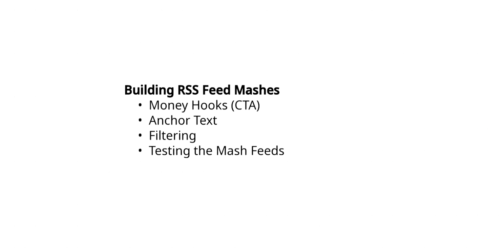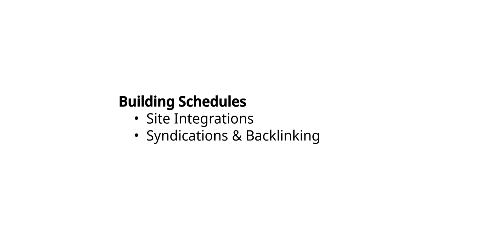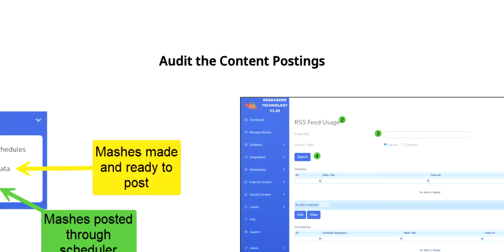So anyway, we tested the Mash feed, build it, and you can do 20 builds before you get the right feed. But once you do it and you hit finish and activate and you get it scheduled, it is set it and forget it. You never have to touch it. So building schedules, we went into that. Talked about site integration, syndications, and backlinking. Then we talked about auditing.